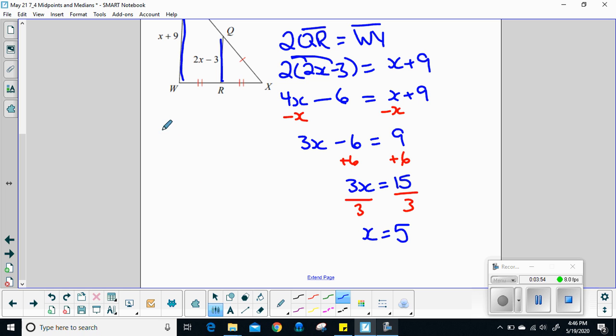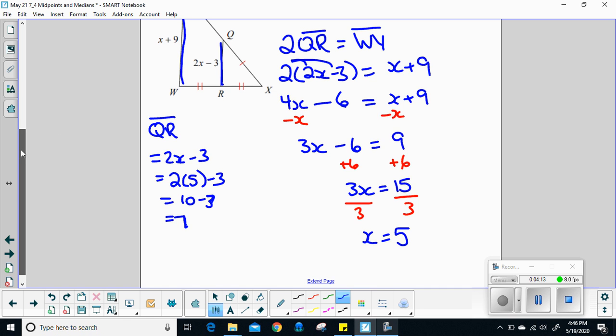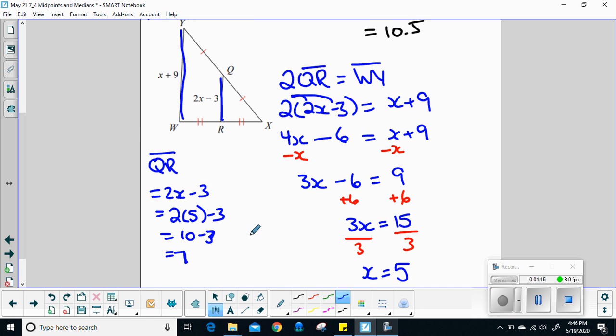So total length here, QR is going to be equal to, what was that, 2x minus 3. So 2 times 5 minus 3 gives me 10 minus 3, which is 7. And let's look at the big long one here, which is WY. So it was equal to x plus 9. So 5 plus 9, 14. Look at that. We got it right.